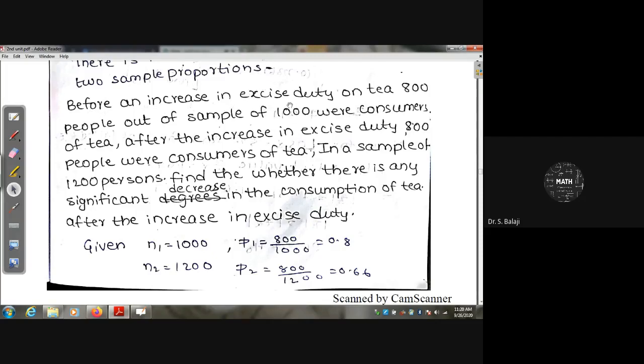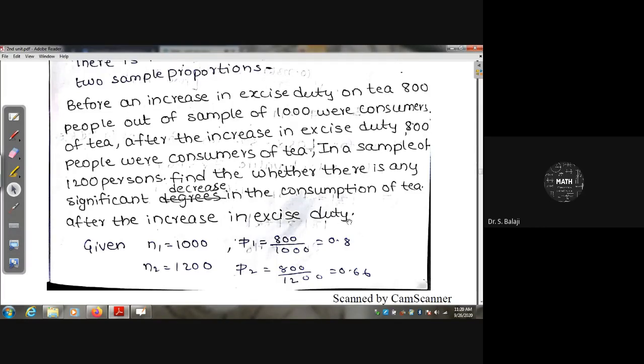Before an increase in excise duty on tea, 800 people out of a sample of 1000 were consumers of tea. Then we have one more result. After the increase in excise duty, 800 people were consumers of tea in a sample of 1200 persons. Find whether there is any significant decrease in the consumption of tea after the increase in excise duty.